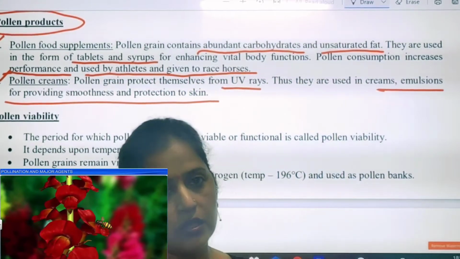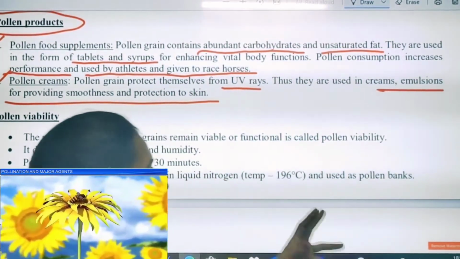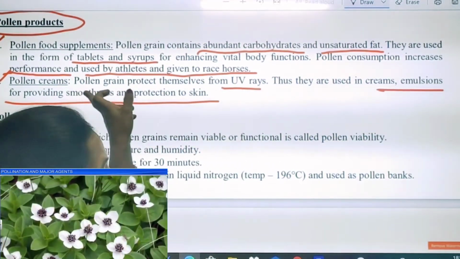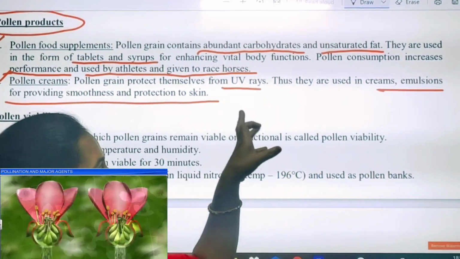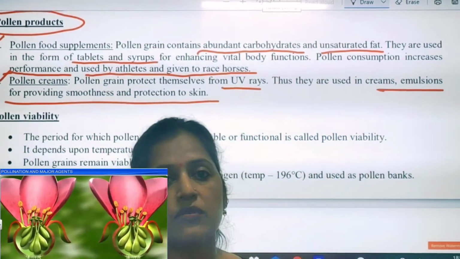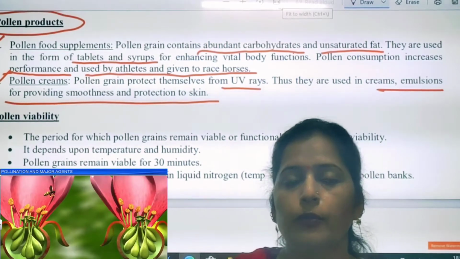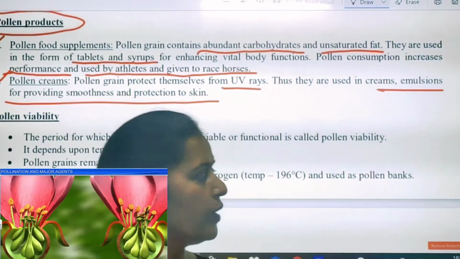अब जो स्मूथनेस है बॉडी की या प्रोटेक्शन जो है स्किन की, वो किस वजह से होती है? That they are used, that is the pollen creams. That means they protect themselves from the UV rays, and that creams are used in the creams as well as emulsions for providing the smoothness and protecting the skin from other harmful ultraviolet rays.